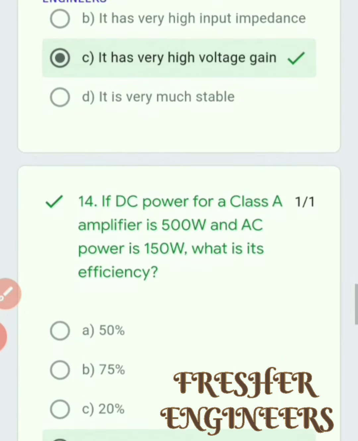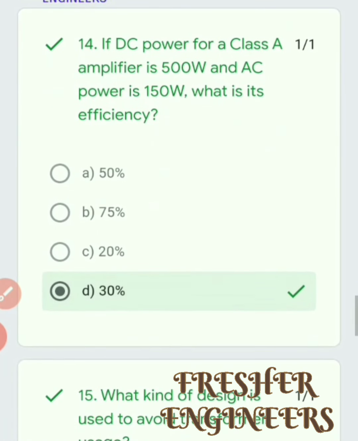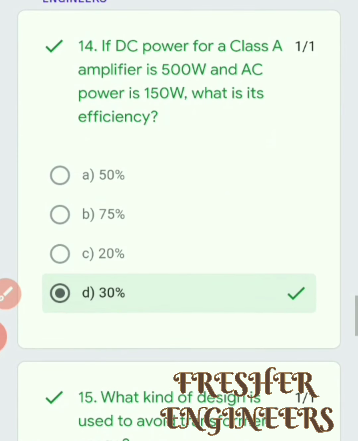If DC power for a class A amplifier is 500 watt and AC power is 150 watt, what is its efficiency? Which is equal to 30%. Hence, the correct option is D.